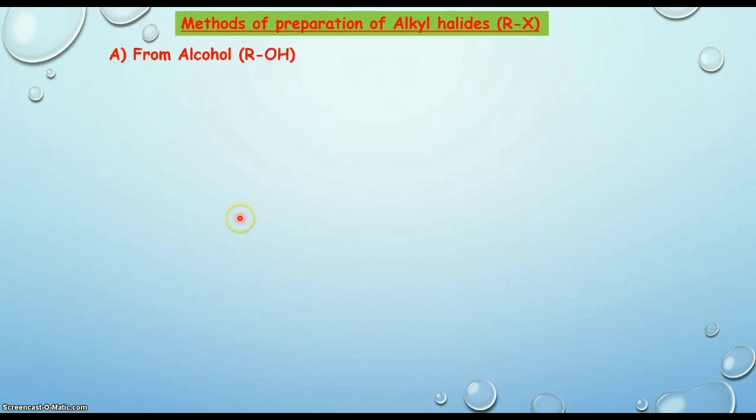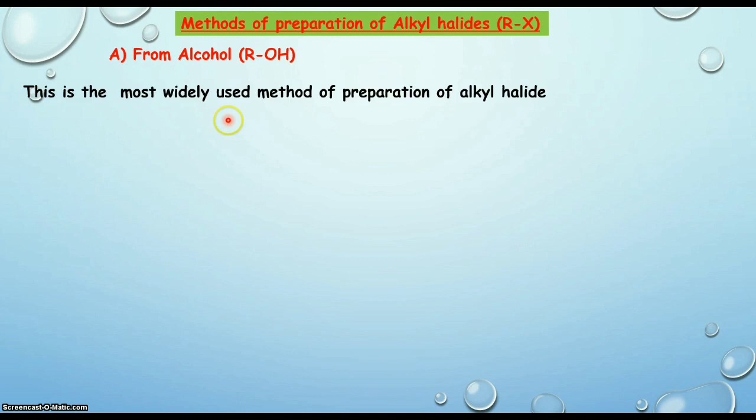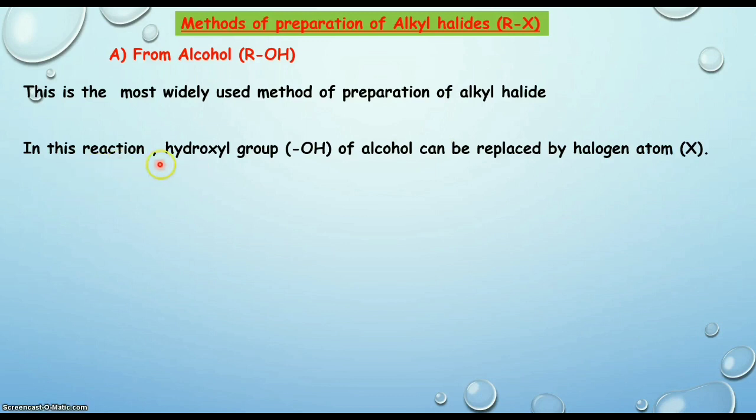Now students, here is the first method of preparation of alkyl halide, that is from alcohol. This is the most widely used method of preparation of alkyl halide. In this reaction, the hydroxyl group of alcohol is replaced by a halogen atom. You can observe here, this is the general formula of alcohol. So from alcohol, the hydroxyl group is replaced by halogen and it forms the alkyl halide.